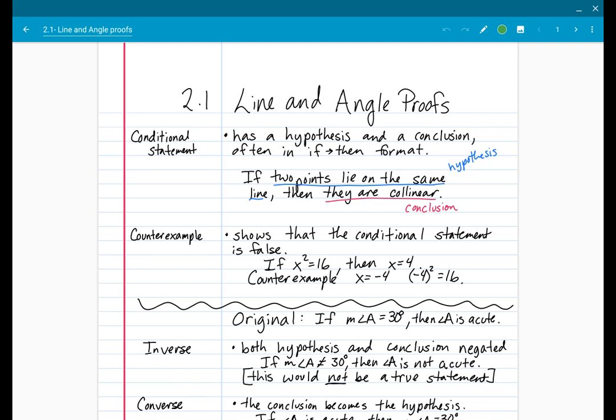So the first thing we're going to talk about are some vocabulary words. If we're talking about conditional statements, and that's the majority of what we're going to talk about today, we're talking about an if-then statement. So if the hypothesis is true, then the conclusion theoretically is also true. So if 2 points lie on the same line, then they are collinear. This is an example of a definition that's been written as a conditional statement.